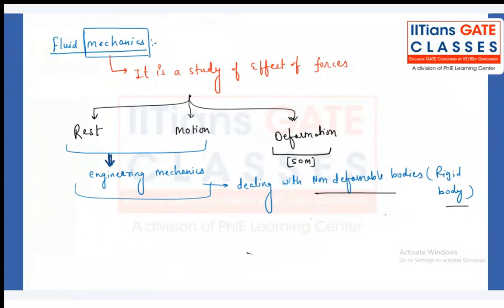Strength of material. That means in strength of material, we are dealing with deformable bodies. Now, what is the meaning of deformable and non-deformable bodies? For example, we have a cantilever beam. Suppose we are applying an end moment. The beam will bend like this.